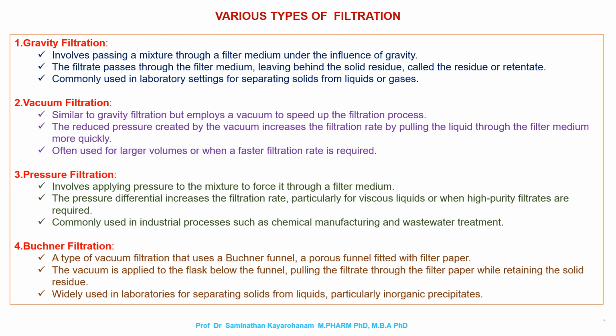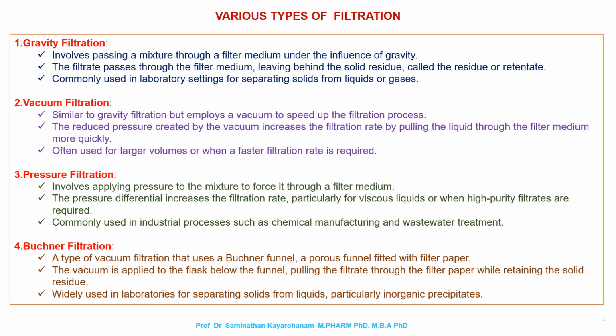Various types of filtration. 1. Gravity filtration involves passing a mixture through a filter medium under the influence of gravity. The filtrate passes through the filter medium, leaving behind the solid residue, called the residue or retentate. Commonly used in laboratory settings for separating solids from liquids or gases. 2. Vacuum filtration, similar to gravity filtration but employs a vacuum to speed up the filtration process. The reduced pressure created by the vacuum increases the filtration rate by pulling the liquid through the filter medium more quickly. Often used for larger volumes or when a faster filtration rate is required.